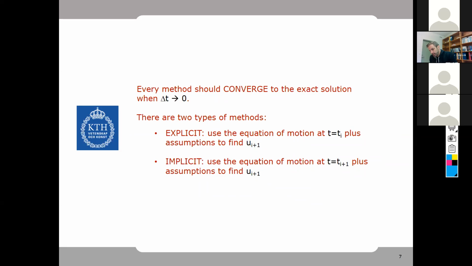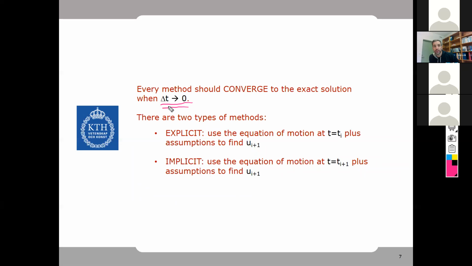There are several methods to calculate this response, to simulate the response. As I told you, we're going to go through only two of them, but all of them have this very important property: as we make the delta t smaller and smaller, our calculation should be closer and closer to reality.